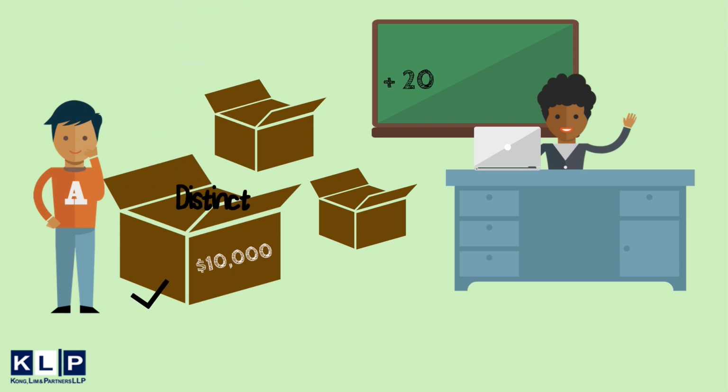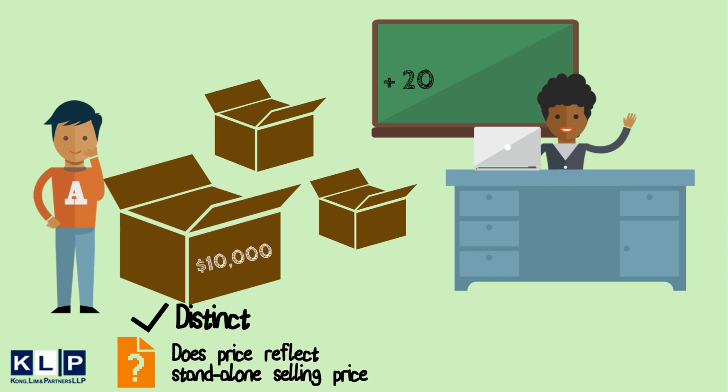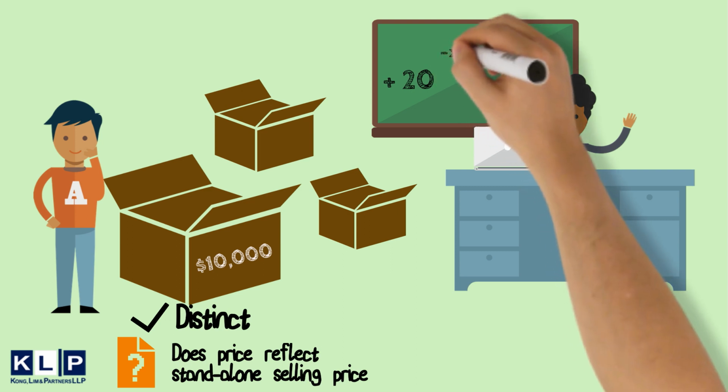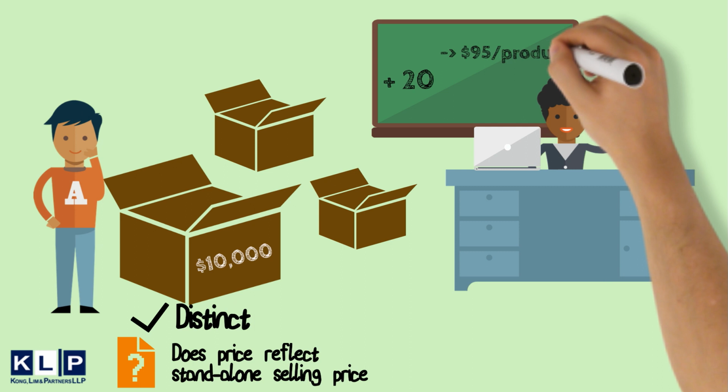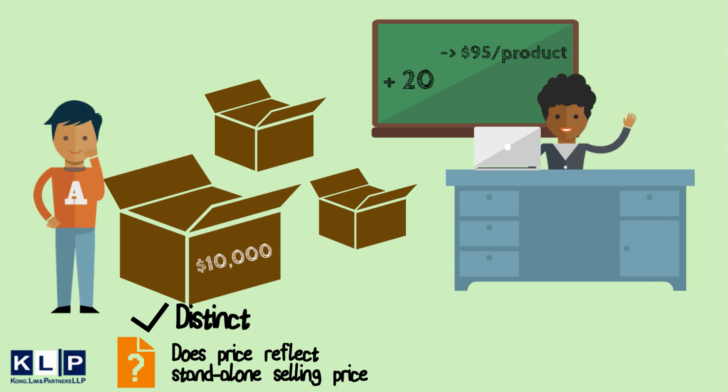From here, we have established that the goods in question are distinct. That means the customer can benefit from it on its own and not in connection with something else. And now we have to determine if the price reflects the standalone selling price or if it does not reflect the standalone selling price. The price of the contract modification for the additional 20 products is an additional $95 per product. The pricing for the additional products reflects the standalone selling price of the products at the time of the contract modification, and the additional products are distinct from the original products.